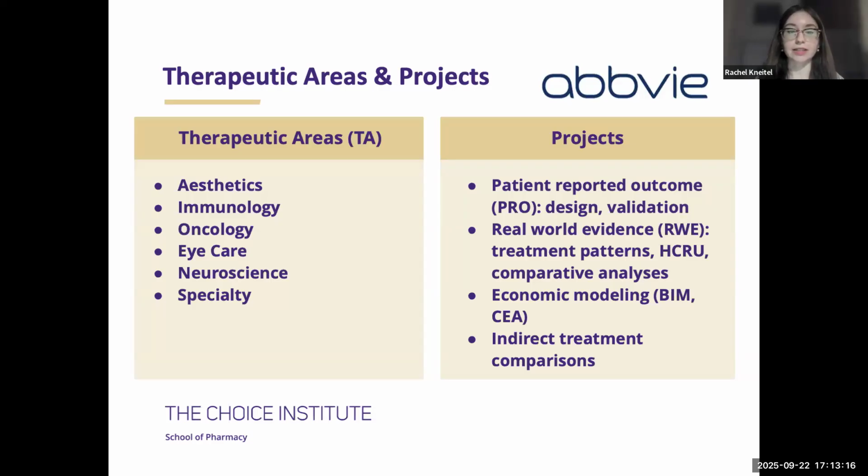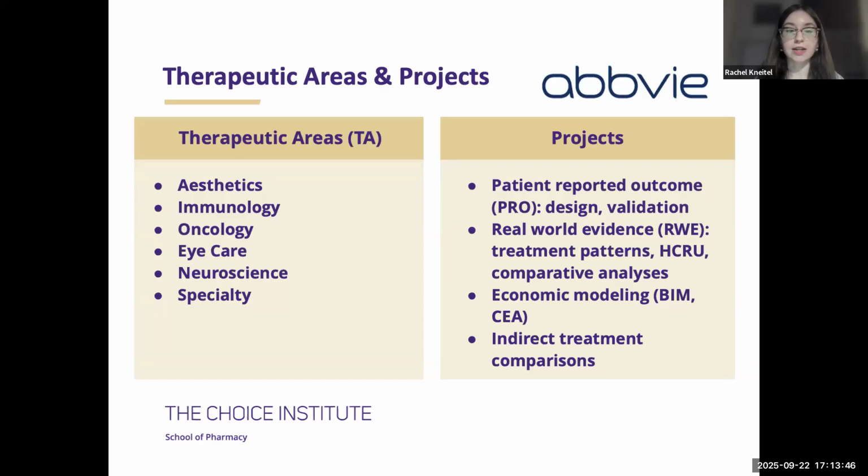So here at AbbVie, we like to think that HEOR strategy is a strategic thought partner for our cross-functional teams. And we're basically the conductor for the value and evidence orchestra because we have multiple centers of excellence. One focuses on RWE, which conducts the analytics part of our RWE studies. We also have PROs and the Value and Analytics Center, which focus on indirect treatment comparisons and economic modeling.